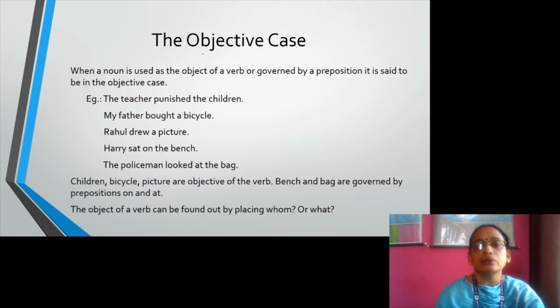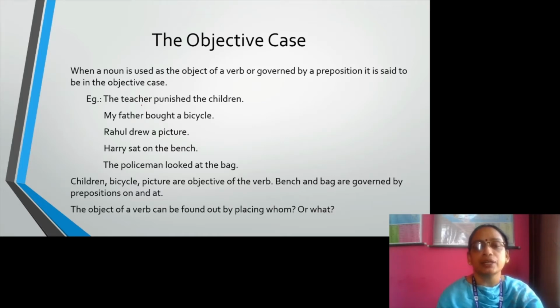Let us now study the objective case. When a noun is used as the object of a verb or governed by a preposition, it is said to be in the objective case. Let us see the examples.